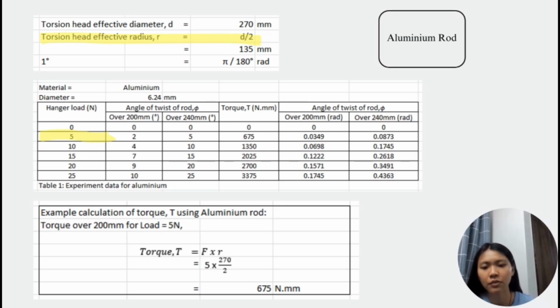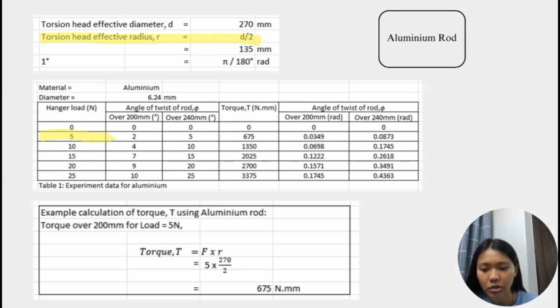In Table 1, the first column shows the weight used. The second column shows the angle of twist obtained in degrees over 200 mm and over 240 mm, and the third column shows the torque calculated. The last column shows the angle of twist in radian unit. To convert degree to radian, we multiply by pi over 180 degrees.